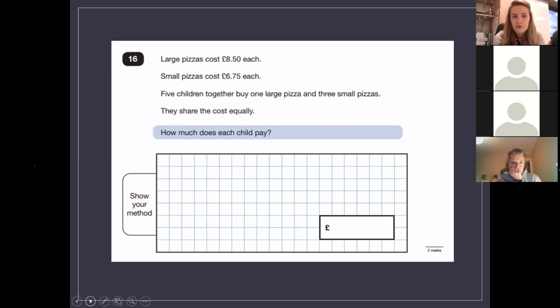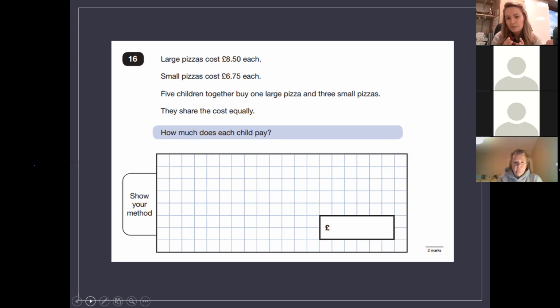And then going on to a little bit trickier, large pizzas cost £8.50, small pizzas cost £6.75. 5 children together buy 1 large pizza and 3 small pizzas. They share the cost equally. How much does each child pay? And this is the big thing we're finding at the moment when we're doing questions like this with the children. They'll do all the adding up, they'll do all the bits, and then they'll forget to answer the last step.